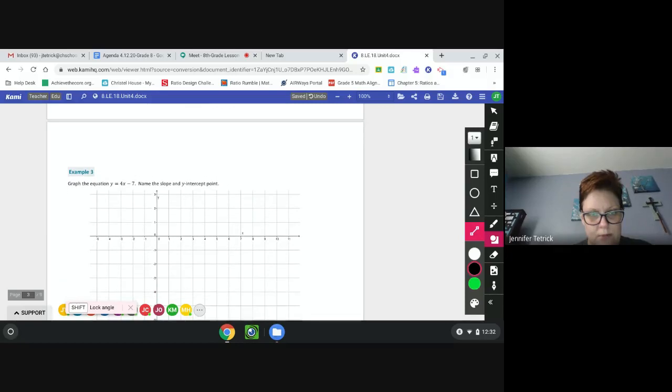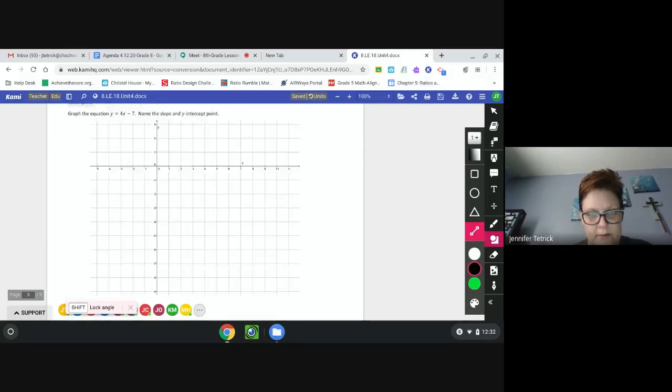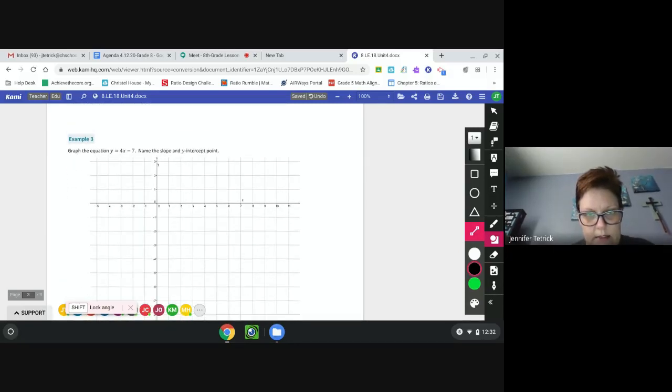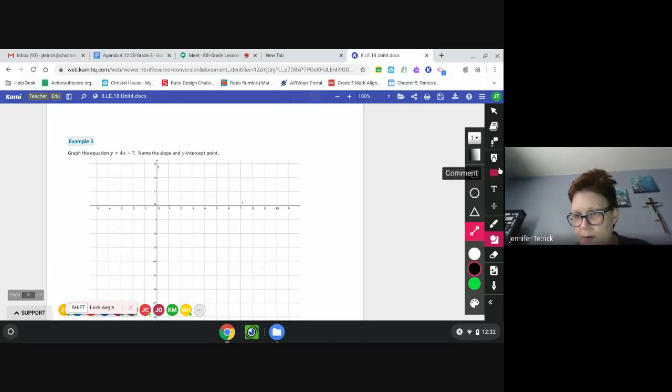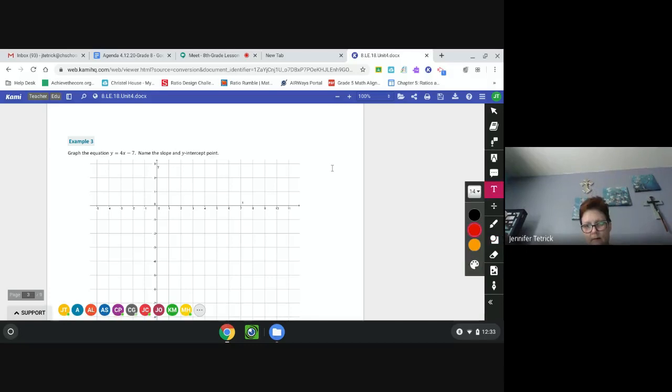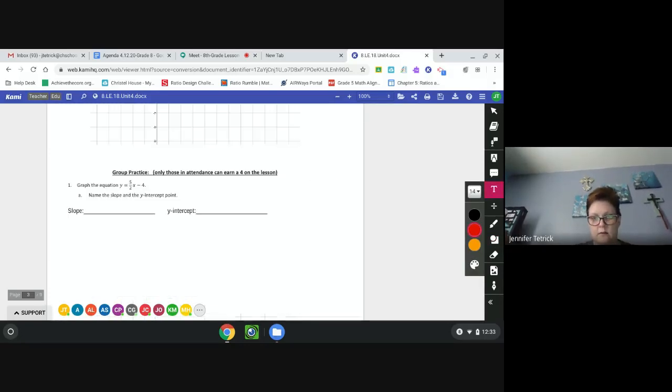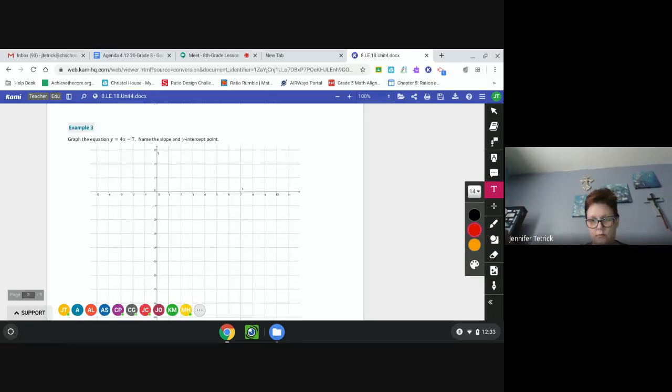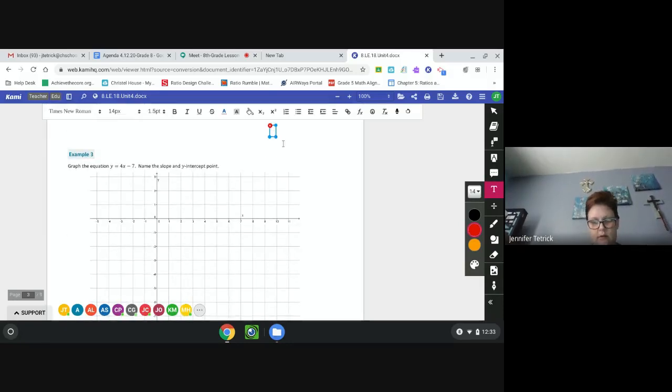Let's look at example 3. Okay, first thing it wants me to do is to name the slope. Someone tell me what my slope is. 4. 4, okay. M is equal to 4.